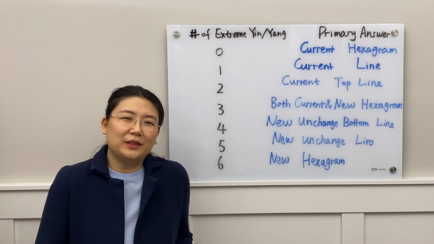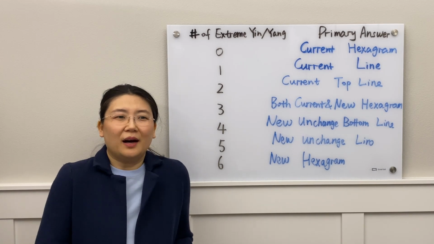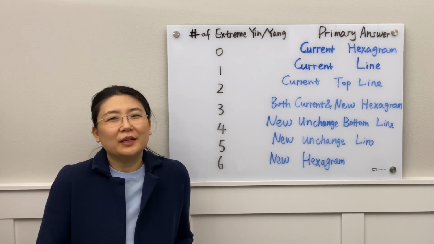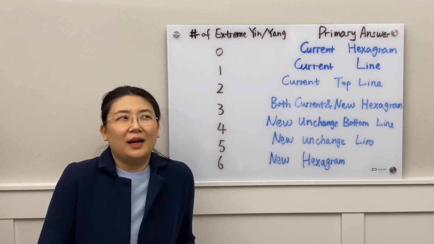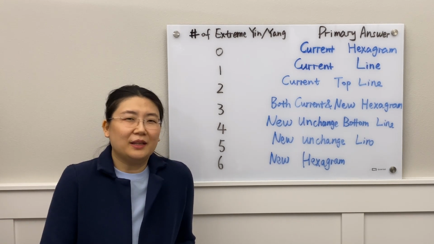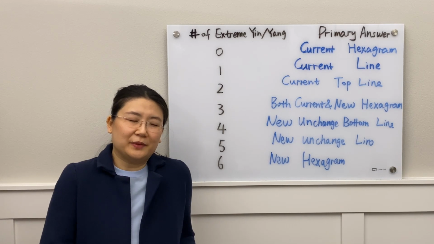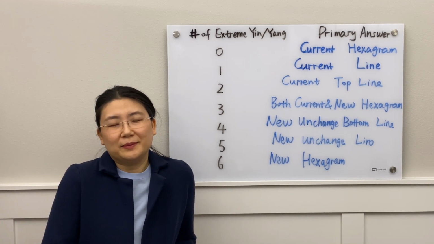So as long as we know the 8 basic trigrams, we should be able to quickly figure out the hexagram we land on, because at the end of the day, all of those 64 hexagrams are made up of different combinations of the 8 basic trigrams.